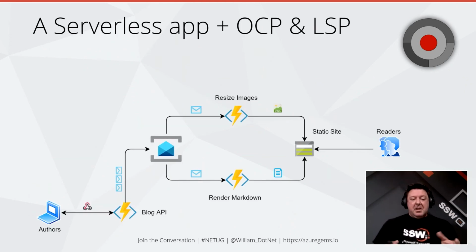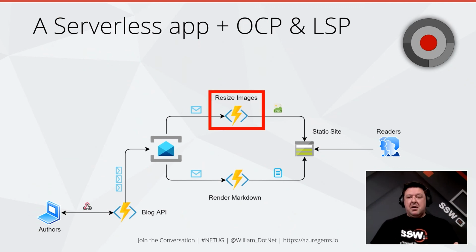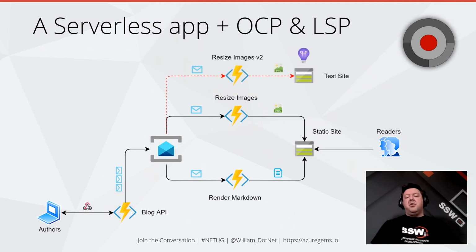So here's just a smaller slice of our application where we have our resize images function, and that's at version 1. We now want to write version 2. It's going to do things a little bit quicker. It might have a higher quality filter, and it might store the images or optimize the file size for us a little bit more.